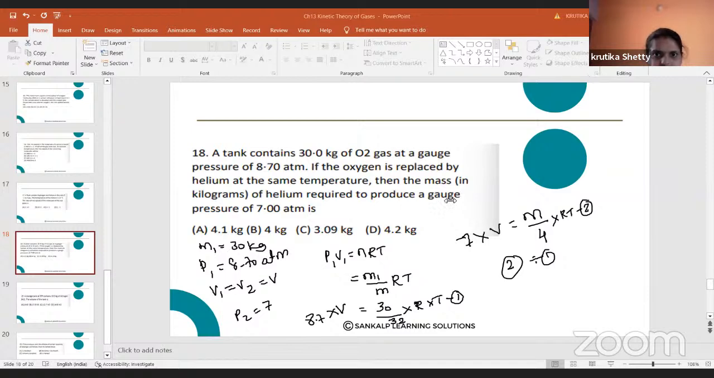Lohit, I'll check that. Okay, I'll check that once again. See here what you are getting the answer. Do it as 2 by 1. V cancels, so you have 7 by 8.7. Then RT will get cancelled. Calculate m.